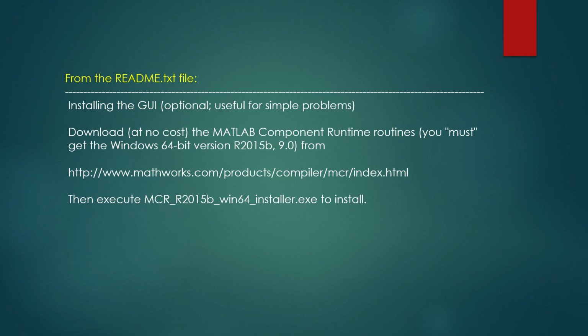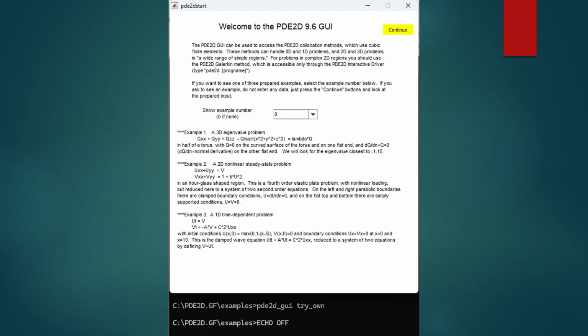There are also instructions in the README file on how to install the graphical user interface. As indicated, the GUI is optional. It's only useful to make simple problems very simple. To test the GUI, type from a command prompt box again, pd2d_GUI space whatever. If you get the screen shown, everything is probably working, though you may want to work through one of the three examples all the way to the end. This will test everything.